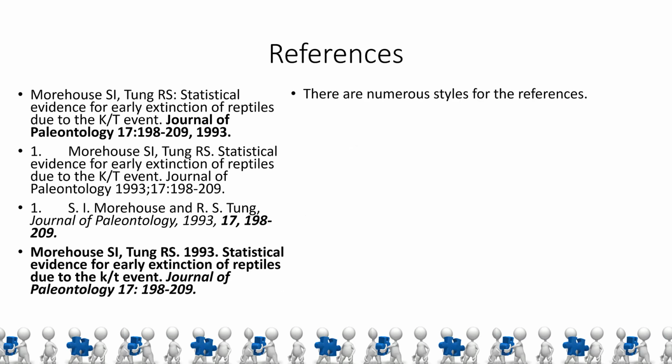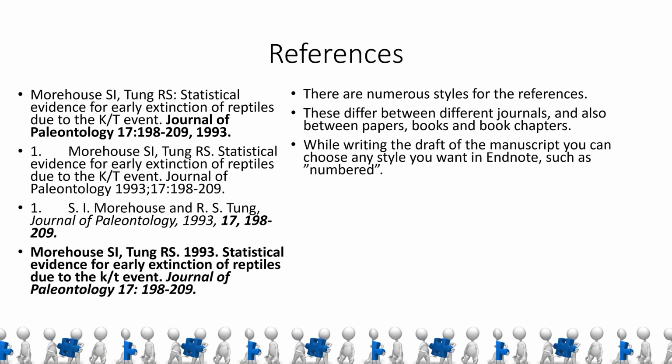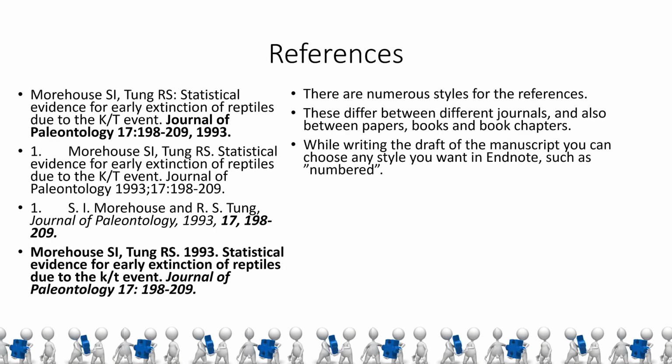Concerning references, there are numerous different styles, and these differ between different journals and also between papers, books, and book chapters. While writing the draft of the manuscript, you can choose any style you want in EndNote, such as numbered. When you are preparing the manuscript for submission, you will consult the instructions for authors of that journal as well as a paper from that journal. You convert the style to the style of the journal.